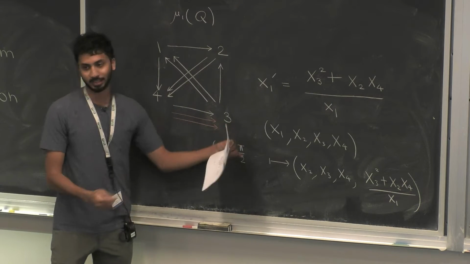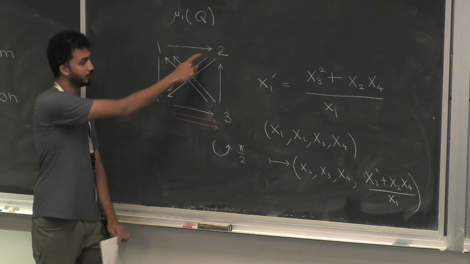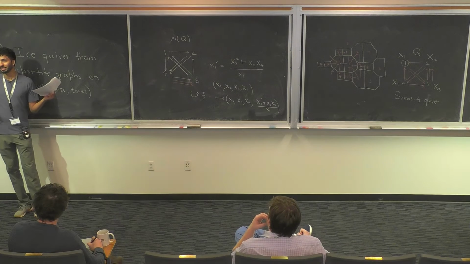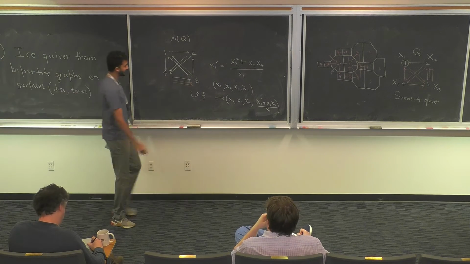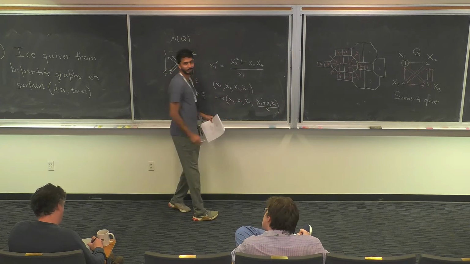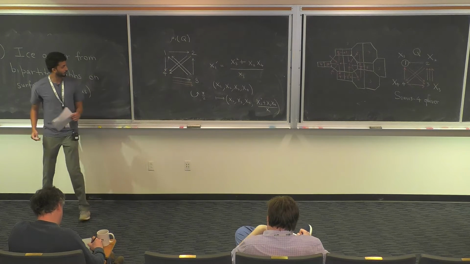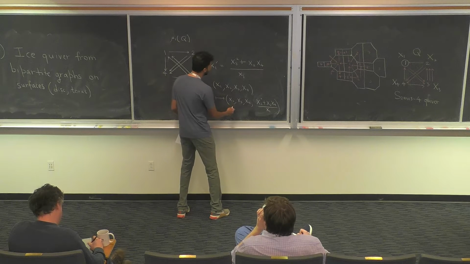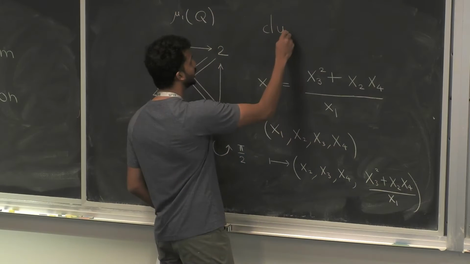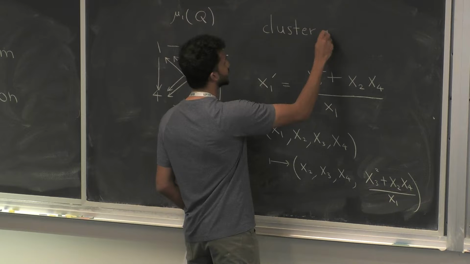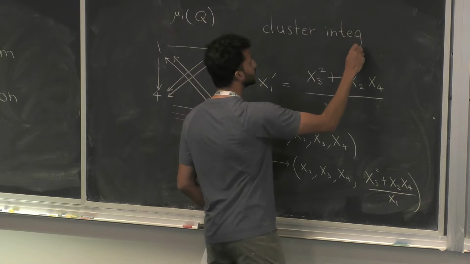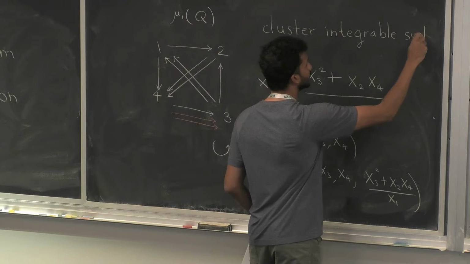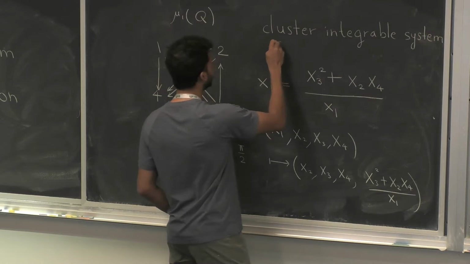And now you can iterate this map. So now you mutate at vertex 2, and then at vertex 3 and vertex 4, and so on. And this gives you an interesting dynamical system, which starts out with a bunch of quantities, and then you keep iterating this map over here. So this dynamical system is integrable, and it's an example of something called a cluster integrable system of Goncharov and Kenyon.